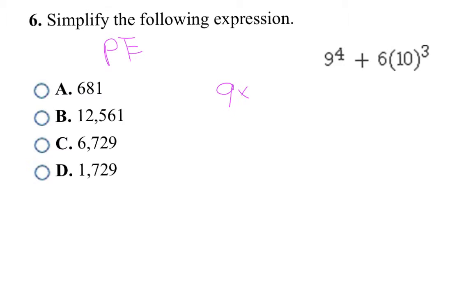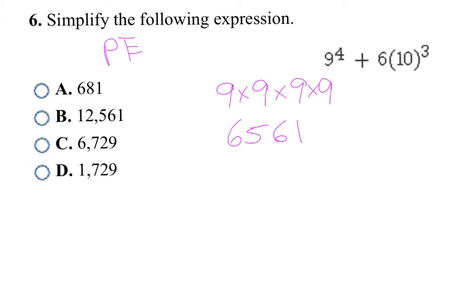So 9 to the 4th means that you're going to type 9 times 9 times 9 times 9 into your calculator. Not 9 times 4. Don't make that mistake. You're going to take 9 times itself 4 times. And when you do that, you get 6,561.